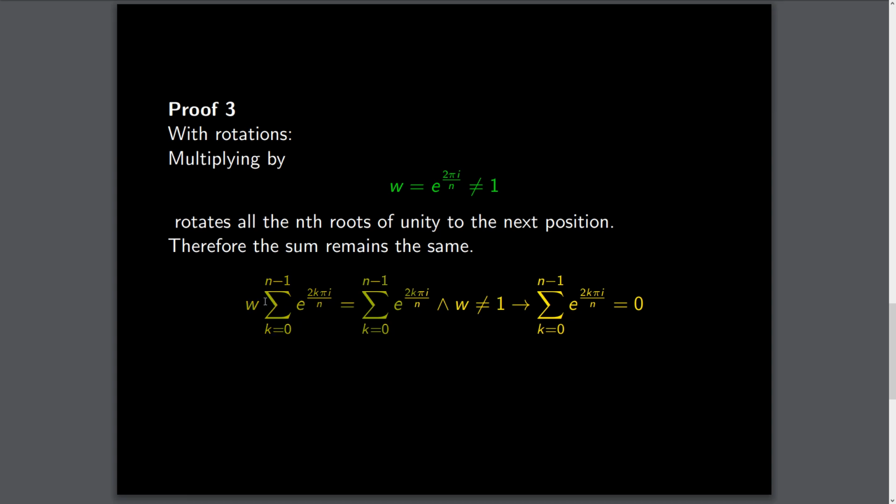Therefore, it's simply an equation which you should solve for the sum. Because w is not 1, the only solution is that this sum is going to equal 0, and therefore we obtain the result which we wanted. Now, it's needless to say that if w is 1, then this proof doesn't really work, and w being 1 is equivalent to n being 1 in this context. Therefore, we can see why this argument doesn't work for n equals 1.